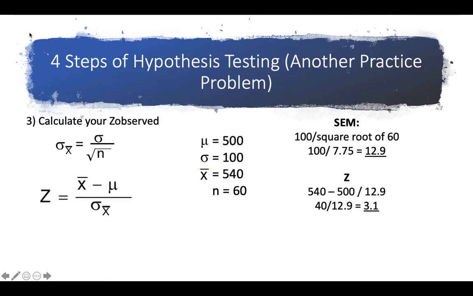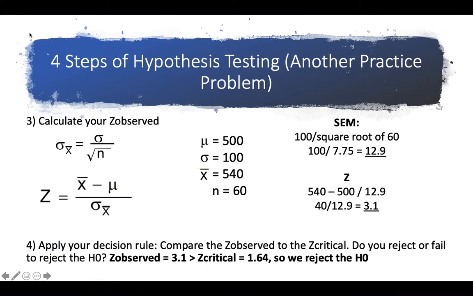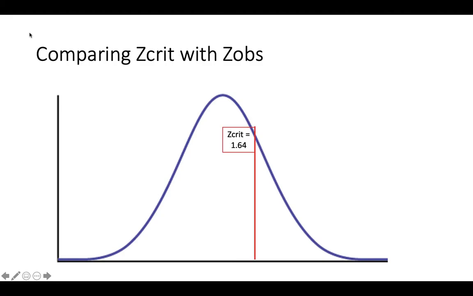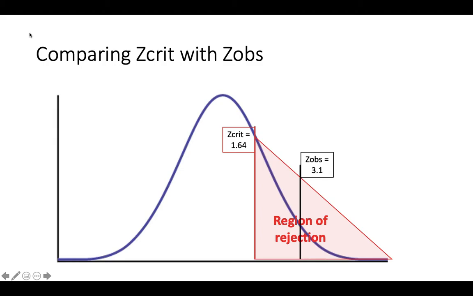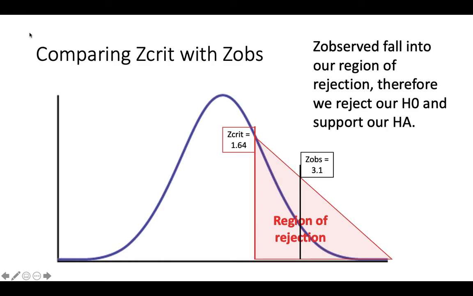So now it's time to apply our decision rule. Compare your z-observed value to your z-critical value. Do you reject or fail to reject the null hypothesis? In this situation, our z-observed is 3.1, which is greater than a z-critical of 1.64. So we reject our null hypothesis. Visually, we have a critical value of 1.64, meaning this is our region of rejection. Our z-observed of 3.1 falls into that region of rejection, so we reject our null hypothesis and support our alternative hypothesis. The sample mean is significantly different from the population mean.